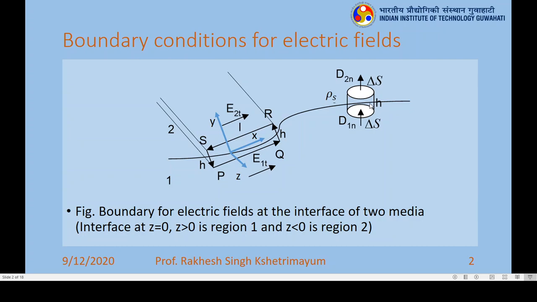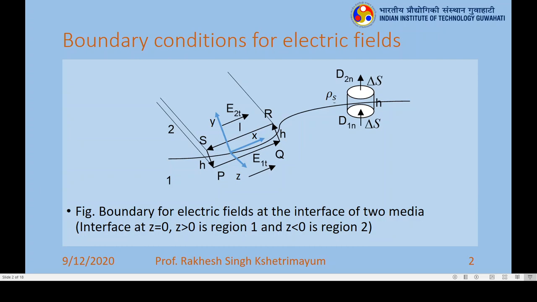Here at this interface at z equal to 0, we also assume that there is a surface charge density of rho_s. Is that okay? So now we want to find D dot dS over the closed surface, which is the cylinder here, the Gaussian pillbox. There will be contribution from this top surface, bottom surface, and from this curved surface of the cylinder. But the contribution from the curved surface of the cylinder will be tending to 0 as h is tending to 0.